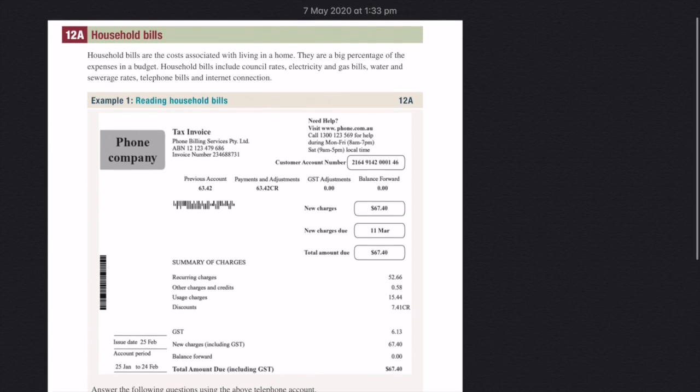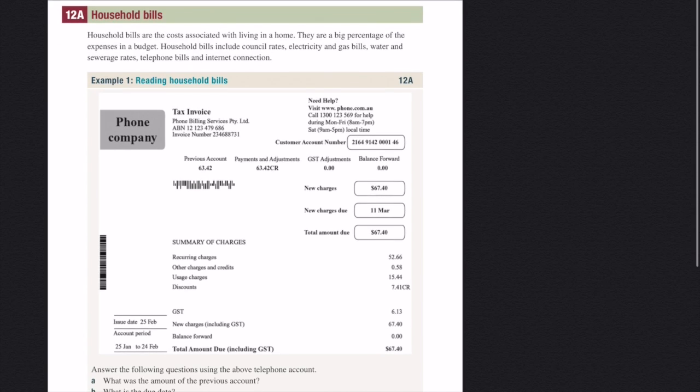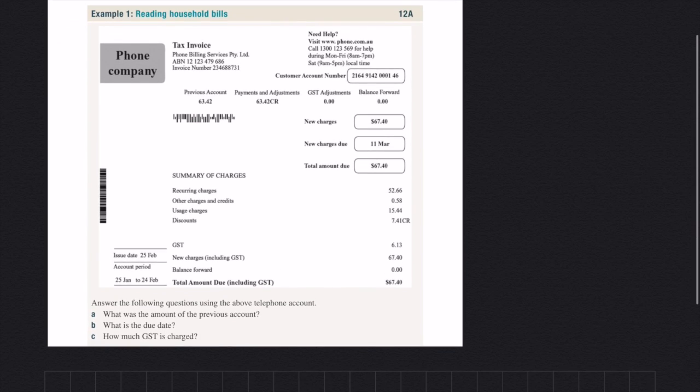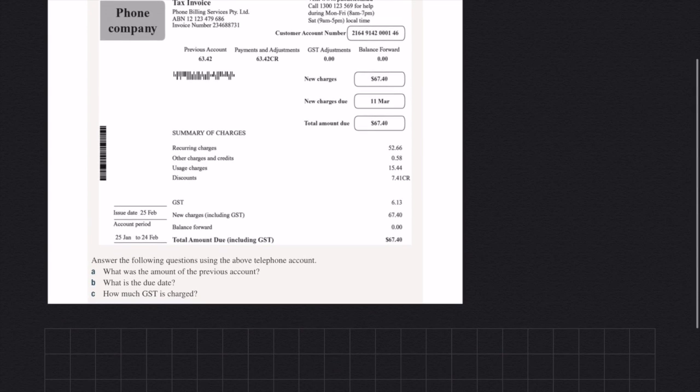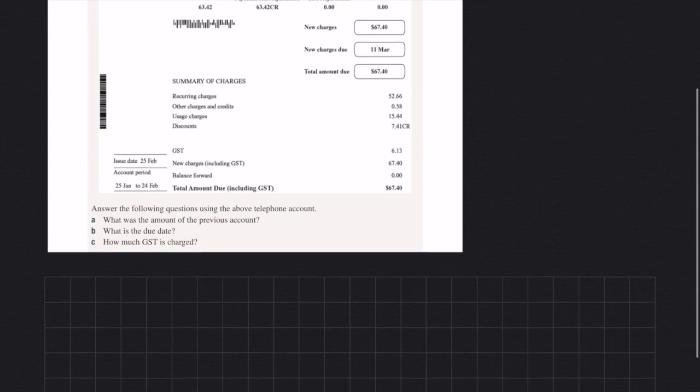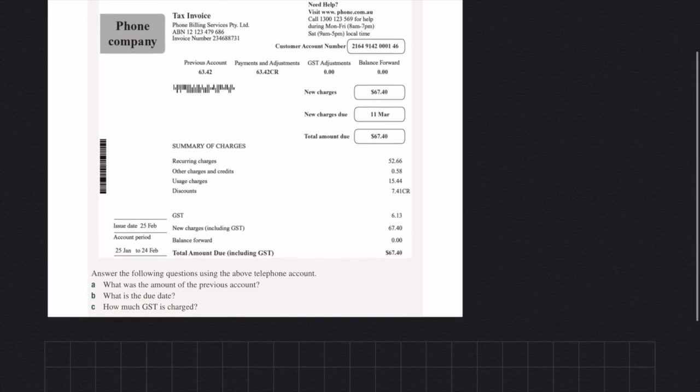Now you're going to find that there's not a lot of maths involved in some of these things. So a lot of it is just looking at bills and taking the information that you need and writing it down. So you won't have to do a lot of working out for this chapter, which will be good for some of you, and hopefully you'll understand this pretty well.